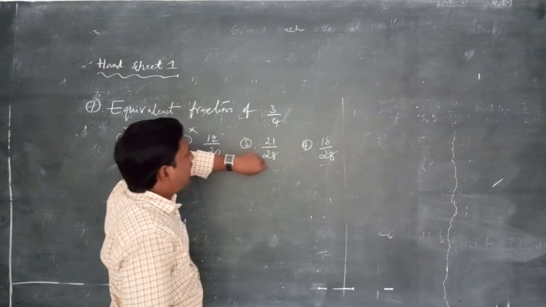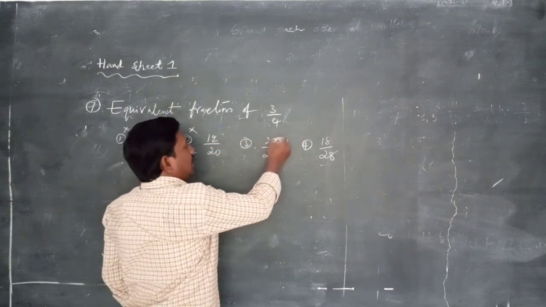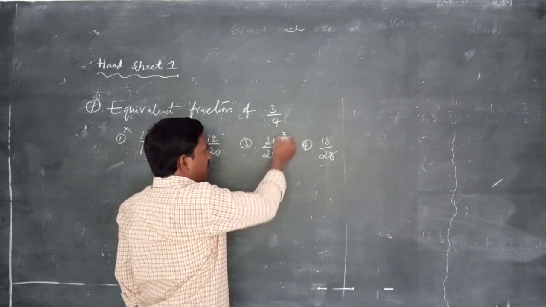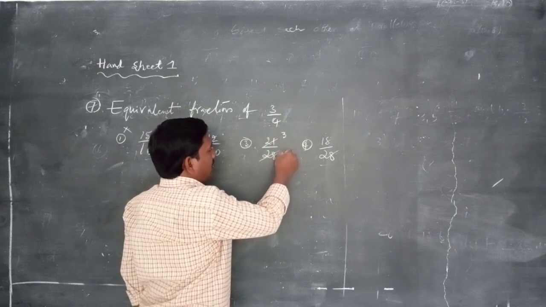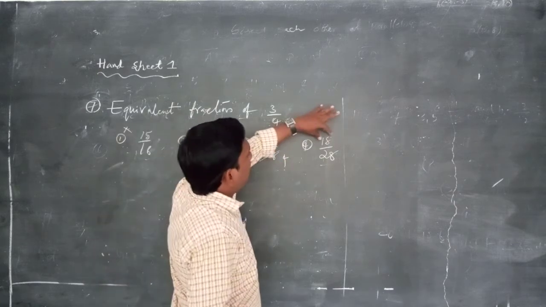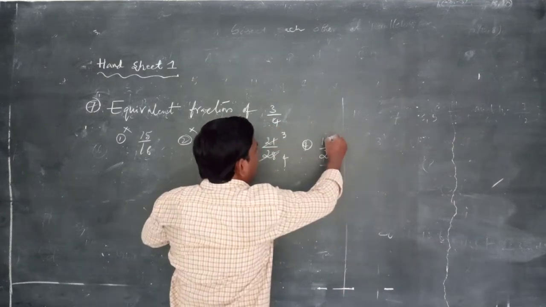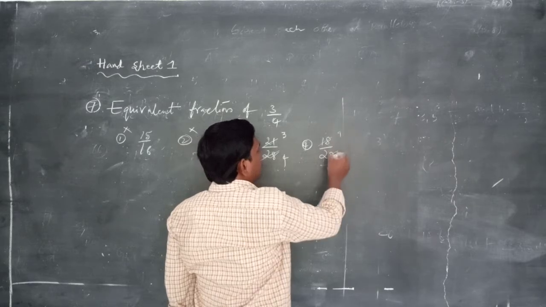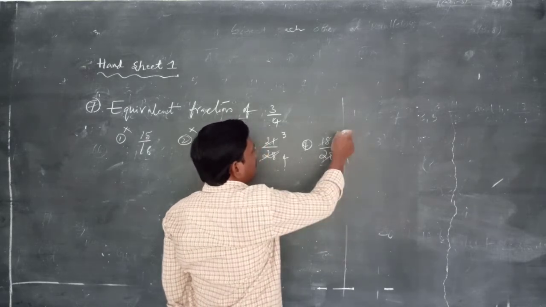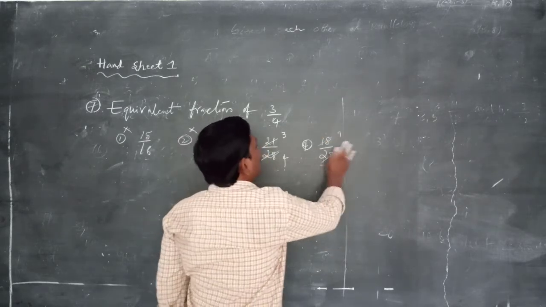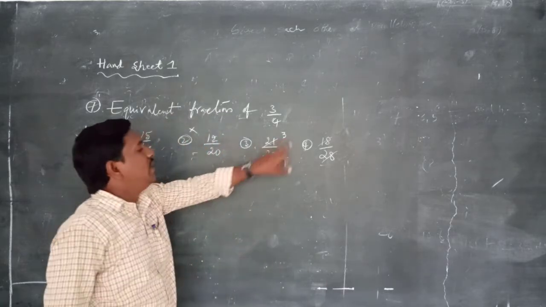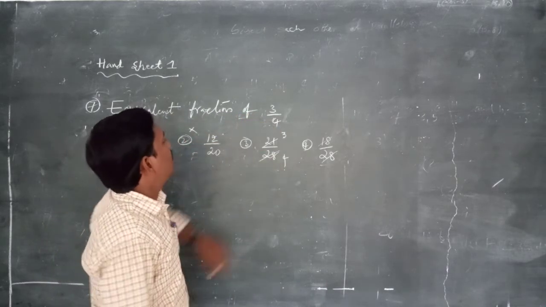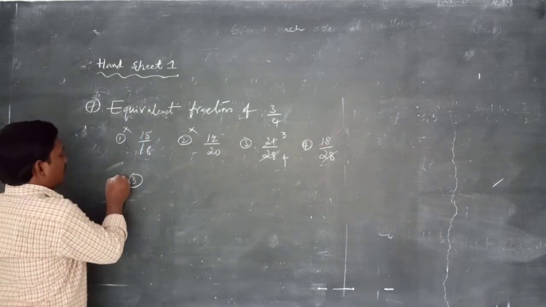21 by 28. Take 7 table. 7 table cancels in 21 3 times, in 28 4 times. Again, check it once. 18 by 28: 2 table 9 times, here 14 times. So this is the simplest form of 9 by 14. So what is the correct answer? Third option, 3 by 4. So we have to cancel 7 table in 21 3 times and 28 4 times. So third one is the correct option.